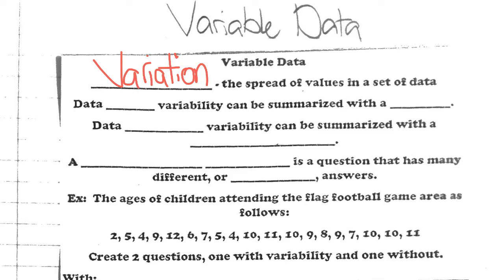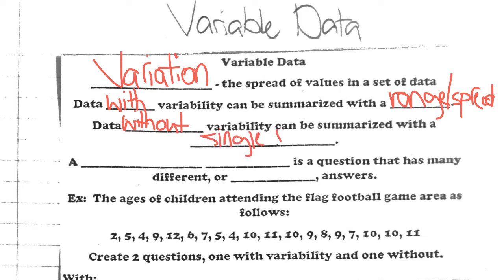Now, data with variability can be summarized with a range. And we know that range is the same thing as spread, so they're kind of the same. Now, data without variability can be summarized with a single value. So if you're asking a question that only has one possible answer to it, or everybody would answer it the same with one value, then that doesn't have any variability. It has no range or spread because it would just be one value.